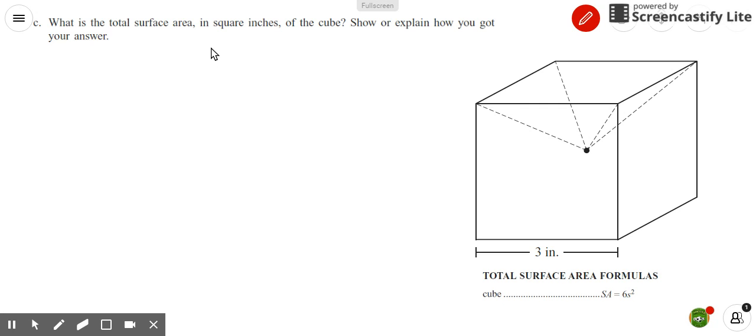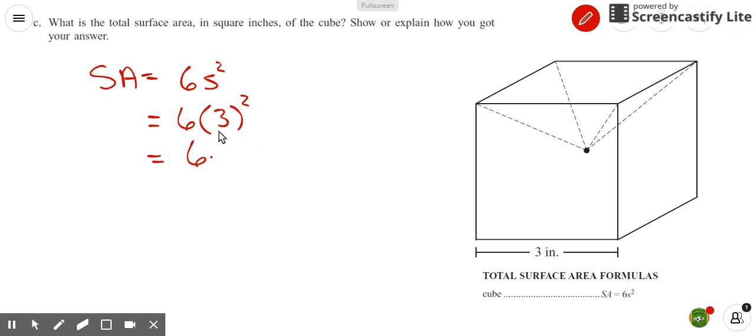Next, what is the total surface area in square inches of the cube? And again, go to the math reference sheet, total surface area of a cube, surface area equals 6s squared, where the side is 3. Order of operations say to do the exponents before the multiplication, and 6 times 9 is 54 square inches.